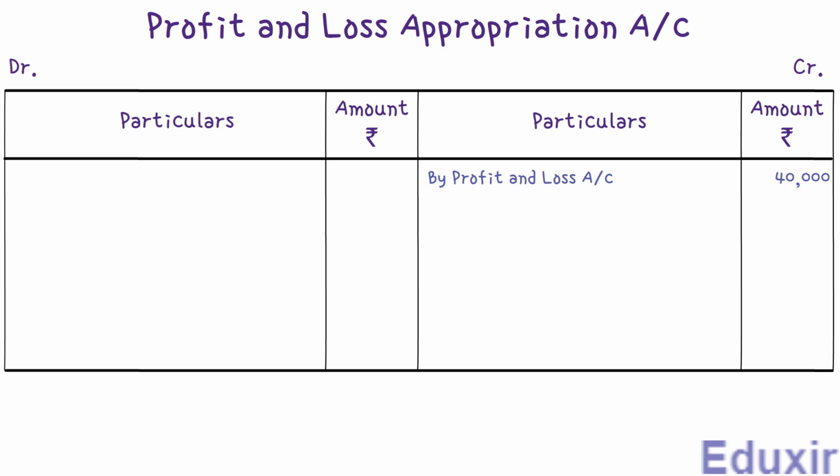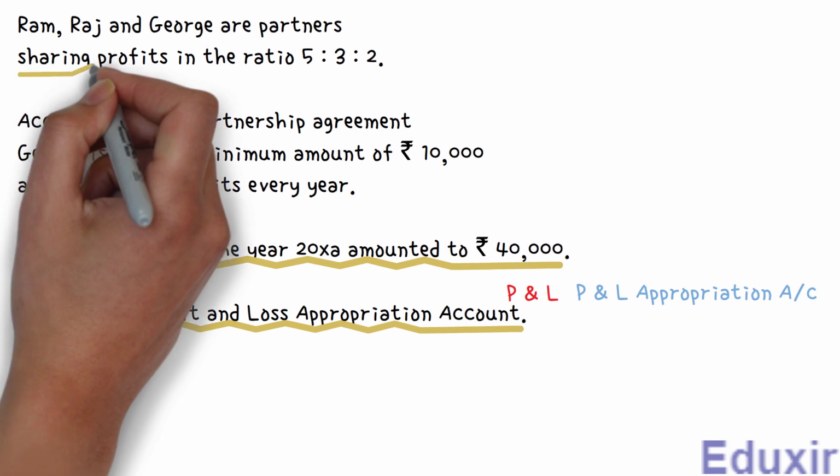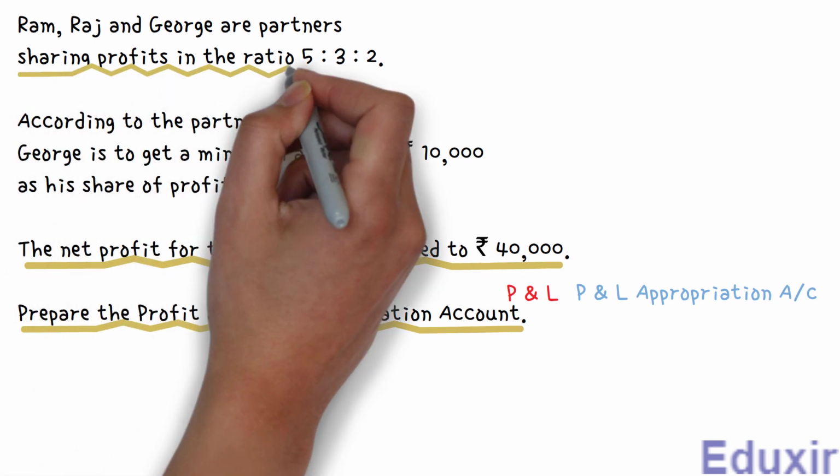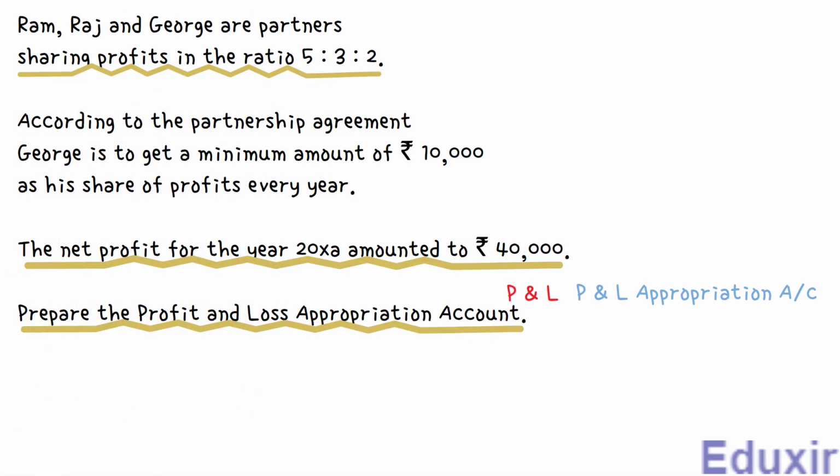Now, as we have already discussed, this problem is totally about distributing the net profit to the partners. So, there will not be any other entry in the profit and loss appropriation account and we can directly jump to the distribution of the net profit among the partners. Also, it is given in the problem that the partners share their profit in the ratio 5:3:2. Let us now calculate the share of the net profit of each partner as per this ratio.